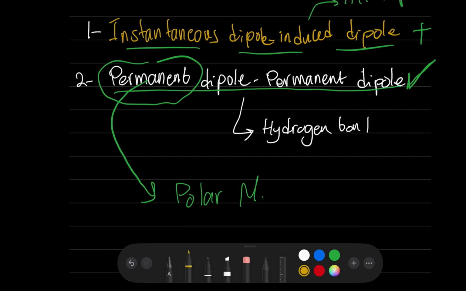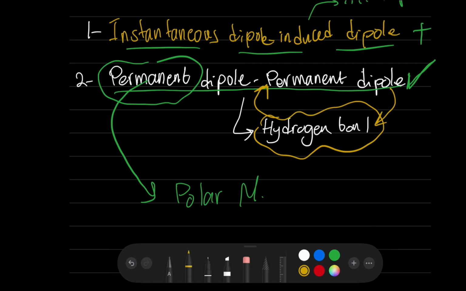And we have another thing that will be covered later on, which is the hydrogen bond. Keep in mind, the hydrogen bond is a special case of the permanent dipole. It's not a third type, but actually a special case of the permanent dipole. And by the way, the hydrogen bond is covered in the next lesson.